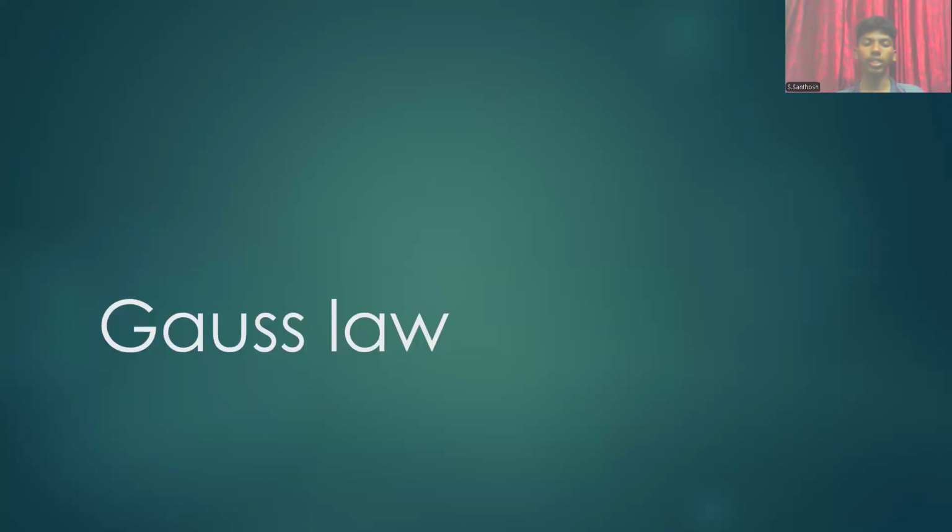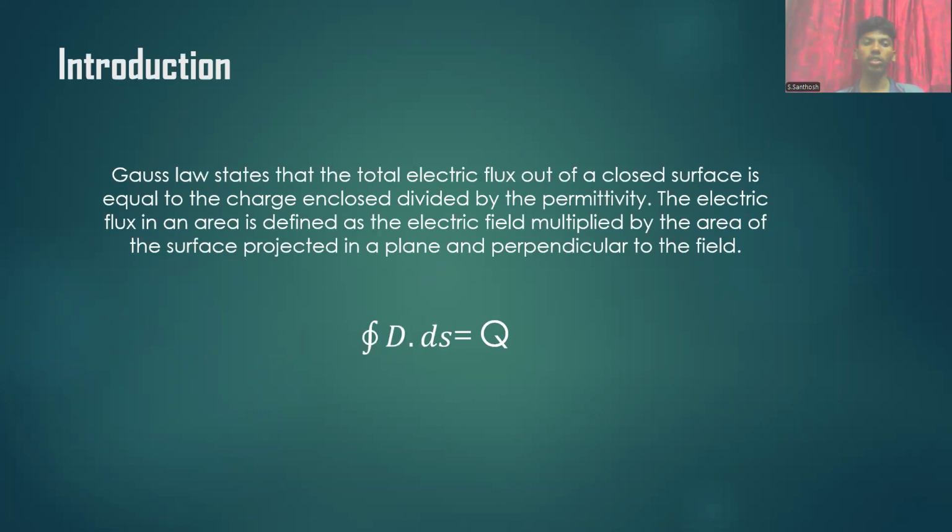So in this video, we'll be seeing about Gauss law. Gauss law states that the total electric flux present inside a surface is equal to the charge present in that surface. That is, the closed integral of D dot dS is equal to Q. Now let's see a proof regarding that.